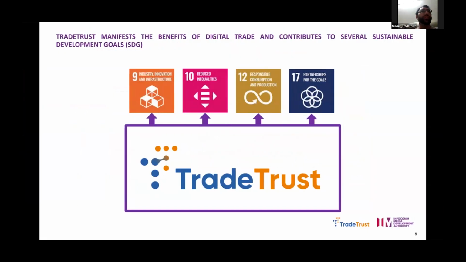TradeTrust manifests the benefits of digital trade. So we specifically target SDG 9, 10, 12, 17. 9 because, of course, we're using new technology. 10 because it is open source, available for anyone and everyone to develop. We don't discriminate. Responsible consumption: we reduce the paper backlog and we help in decarbonization efforts. Partnerships for the goals because it's a framework. It naturally needs partnerships. So we like to work with everyone to actually grow the network.